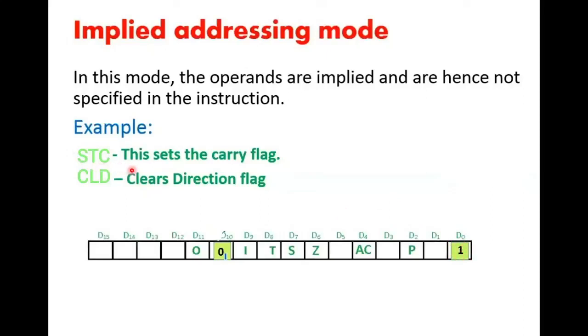CLC means clear the carry flag. CLD means clear the direction flag. So see here, the direction flag is cleared. Now it is showing 0. So if we use this kind of instruction, then such specifications we can call implied or implicit addressing mode. I hope you understand all the addressing modes, starting from register addressing mode to implied addressing mode.